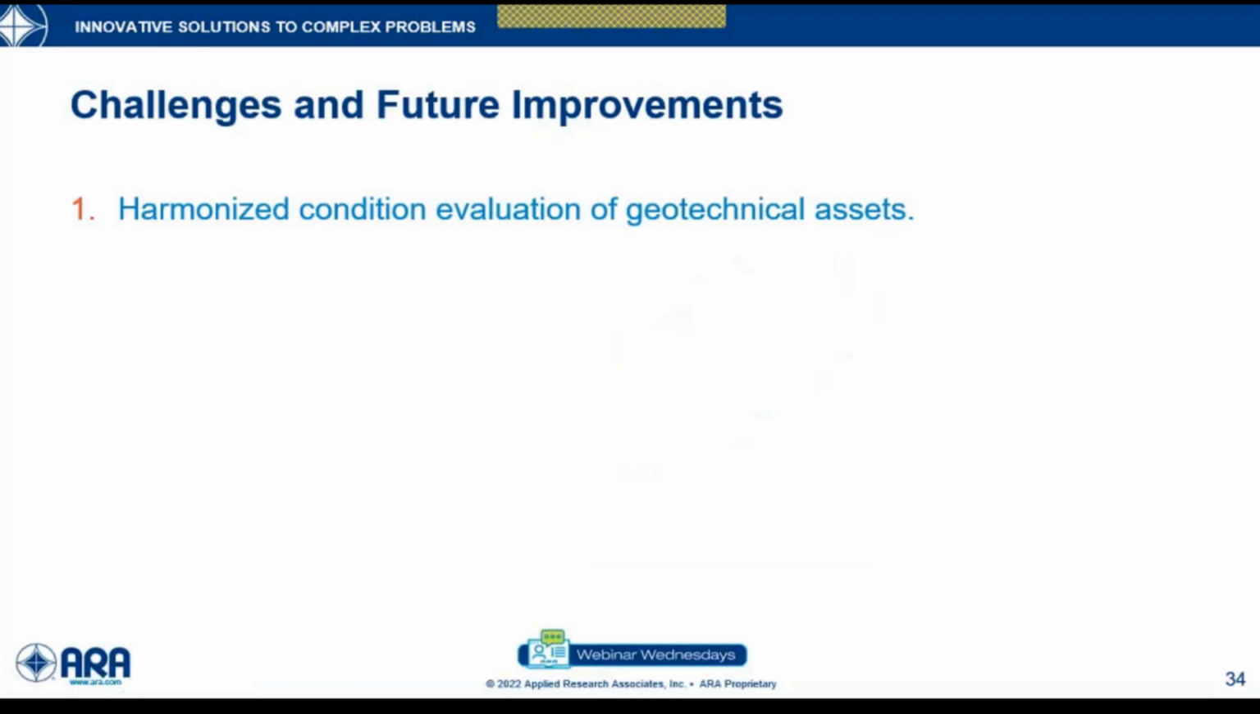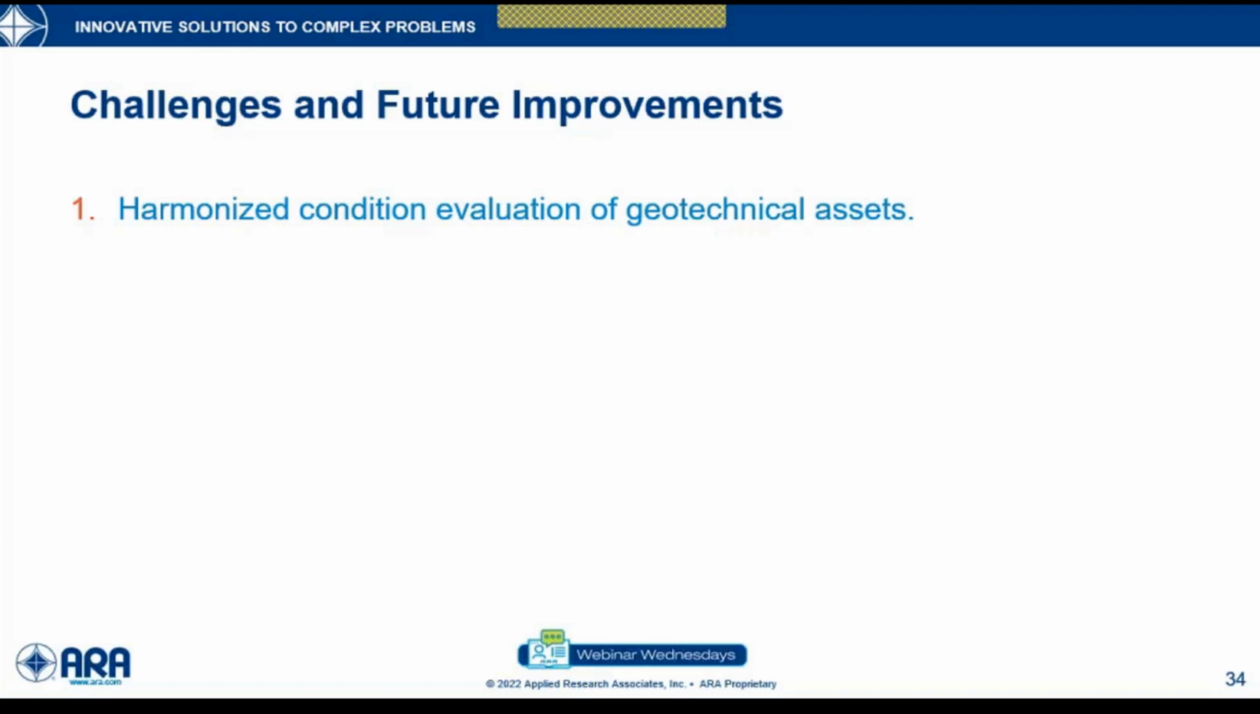The first one would be to come up with a harmonized condition evaluation for geotechnical assets. The reason I've used harmonized and not uniform is that you cannot assume that all geotechnical assets, for example slopes versus retaining walls, which are both geotechnical assets, have the same behavior. They have a totally different behavior. They serve different purposes sometimes. They have a different condition evaluation process.